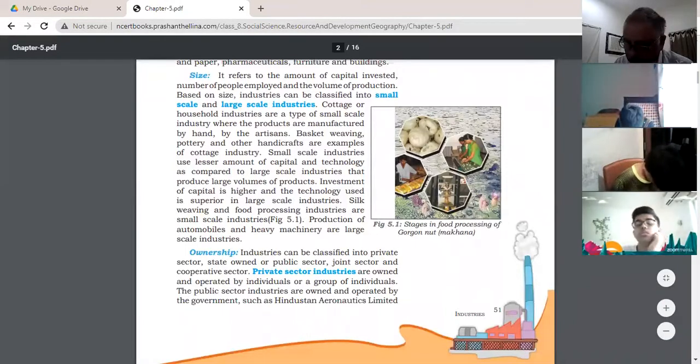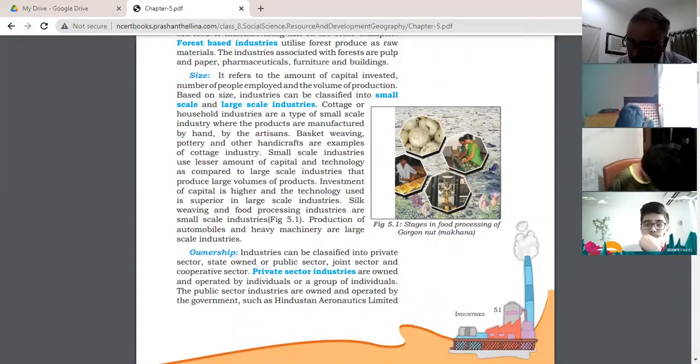Ownership. Industries can be classified into private sector, state-owned or public sector, joint sector, and cooperative sector. Private sector industries are owned and operated by individuals or a group of individuals. The public sector industries are owned and operated by the government, such as Hindustan Aeronautics Limited and Steel Authority of India Limited.